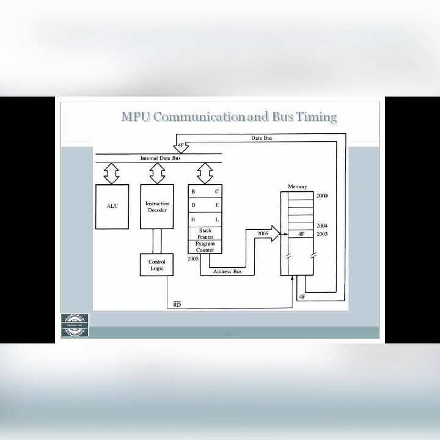Here the ALU, our instruction encoder, decoder, the control logic and the bus registers, all the registers along with the stack pointer and program counter go to the internal bus. From the operation memory, the memory location, these instructions go to the address bus, and from the memory it comes by data bus, and the control logic is connected with the memory also.